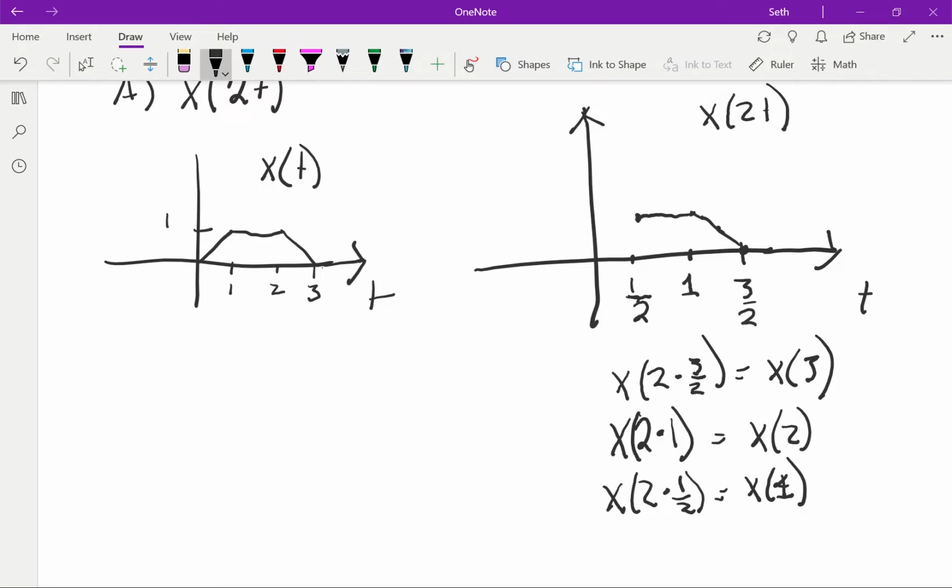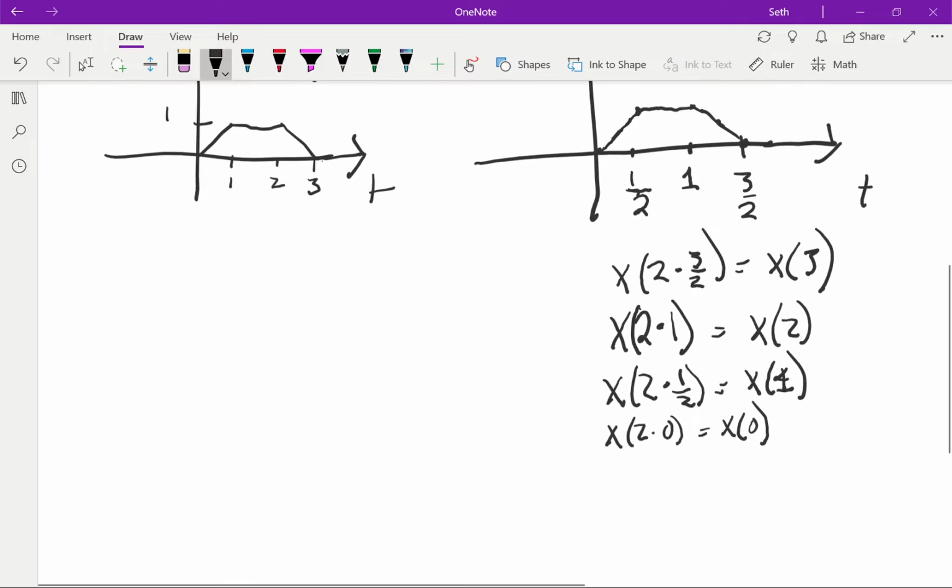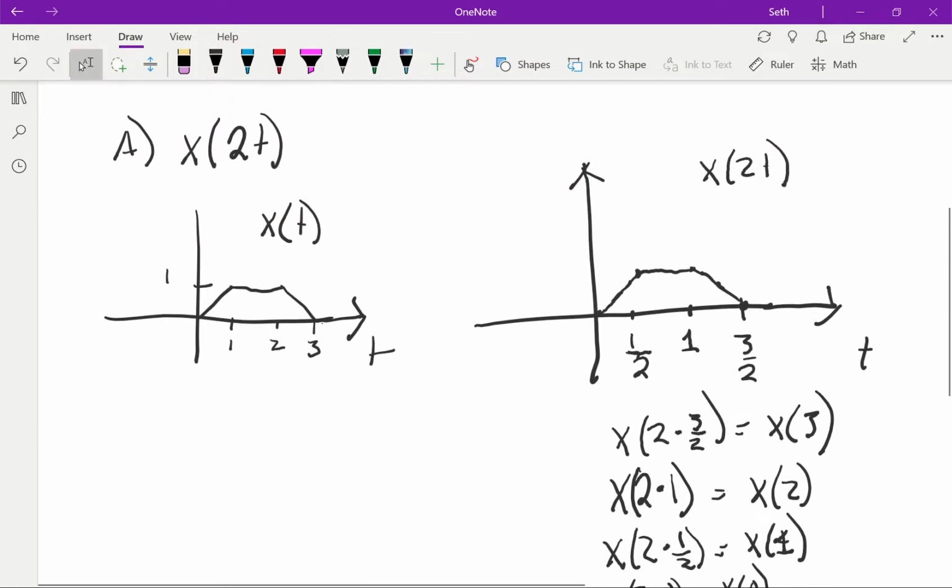That's the point where we start to slope down, and of course x of 2 times 0 equals x of 0, so the 0th point is just the same in both spaces. So that's A, and that's the transformation x of 2t. We can see that it worked to constrict our graph.